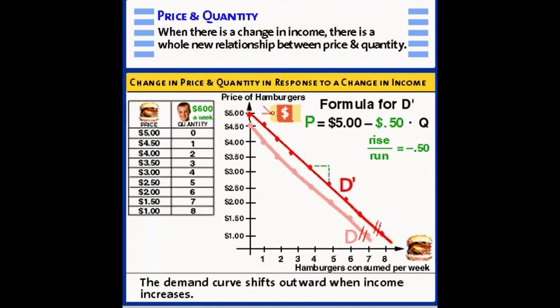You can think of this as a shift in the curve. Let's look at another set of numbers. Now suppose that Bob's income drops from $600 a week back to a lower income of $400 a week. In that case, what's going to happen to Bob's consumption? Well, here's a table of numbers that represents the number of burgers that Bob consumes if his income is $400. And let's look at these numbers together.